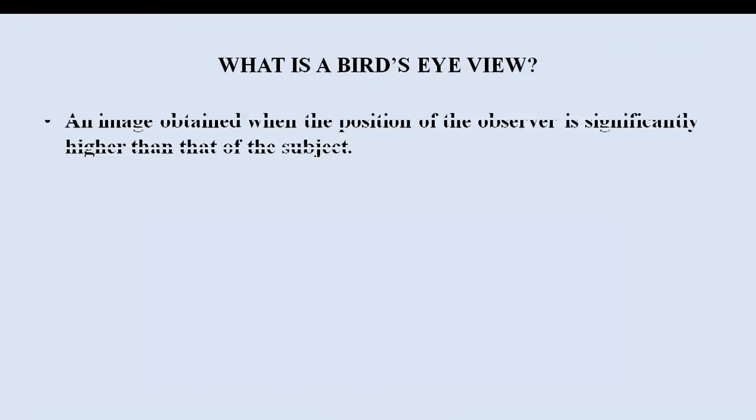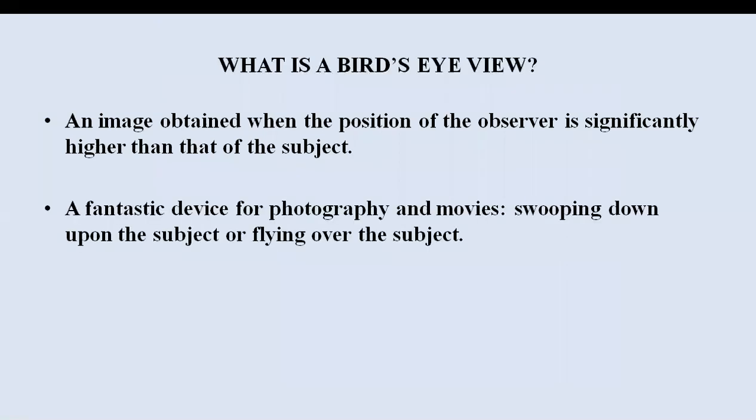A bird's eye view is an image obtained when the position of the observer is significantly higher than that of the subject. It is a fantastic device for photography and movies, as it gives the viewer the impression of either swooping down upon the subject or flying over the subject.